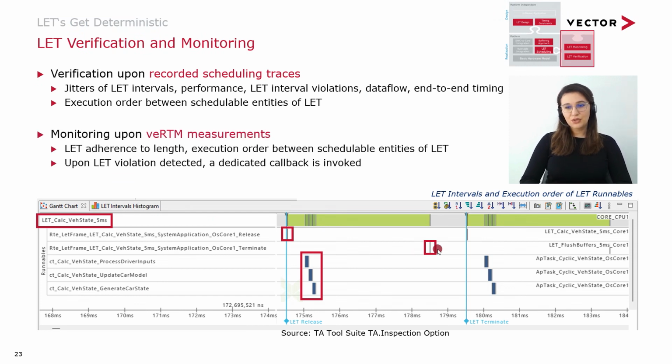If this is not sufficient, if you want to know more and observe the behavior of the LET even when the system is being tested, we have the possibility of using the LET monitoring through RTM measurements. In this case, you can observe the typical behaviors of the execution times of the different runnables mapped into the LET intervals. What is the space remaining there for adding further functionalities? And in case a violation of the LET semantic is detected, a dedicated callback can be invoked and the system can behave in a specified way.